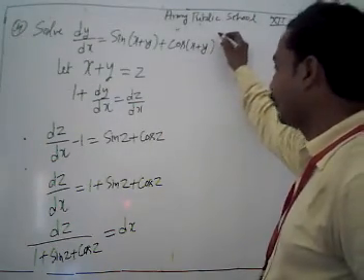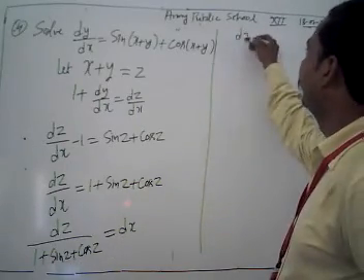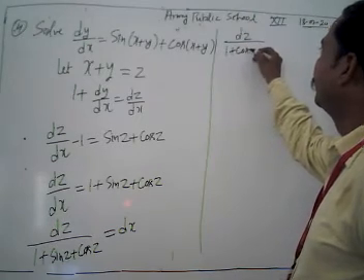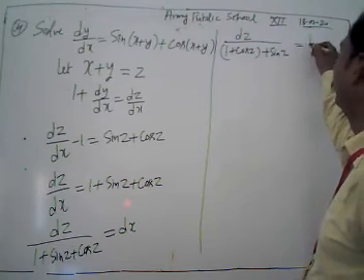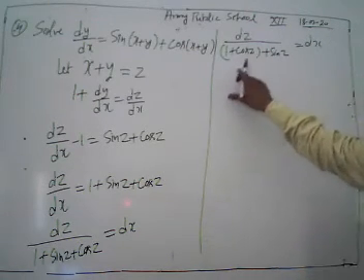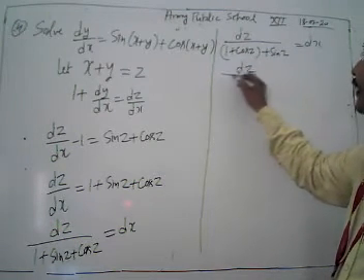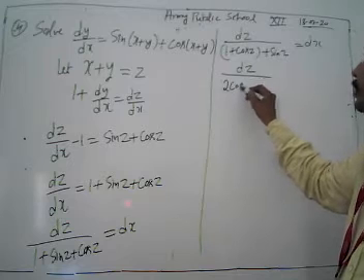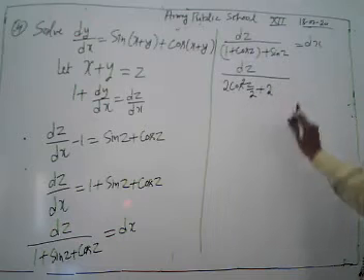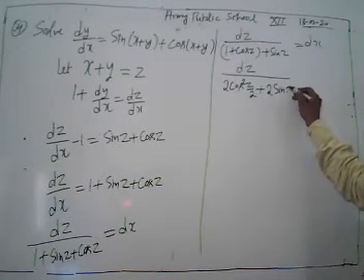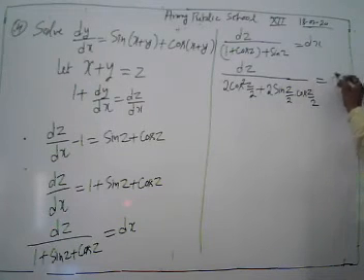First of all, we use our trigonometric identities. We take 1 plus cos z in a single bracket, and then sin z is equal to dx. Now put the value of cos z as 2 cos square z by 2 minus 1. After putting it, we get 2 cos square z by 2, and then we expand sin z in its identity: 2 sin z by 2 into cos z by 2 equal to dx.